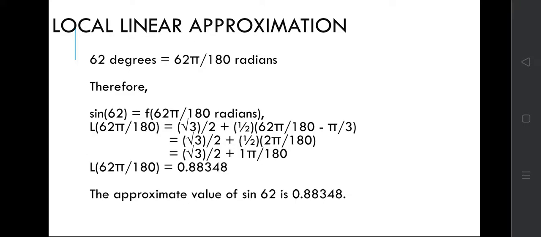So, when we simplify, we get the square root of 3 over 2 plus 1/2 multiplied by 2 pi over 180, which will be simplified further into 1 pi over 180. So, when we input it in the calculator, the value of L of 62 pi over 180 is equal to 0.88348. There are many decimal places because the values of each sine function are close together. So, the approximate value of sine 62 is equal to 0.88348.